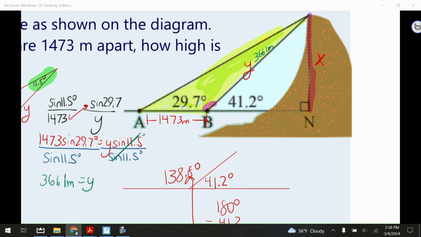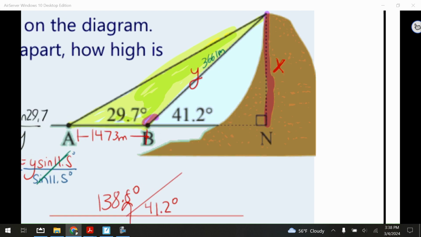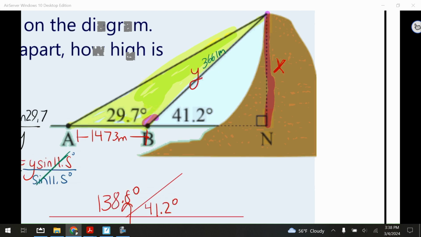Okay, so that's 3,661 meters. And now I'm going to color in this triangle, so we're now focused on that. With this blue triangle here, because it is a right triangle, I can use SOHCAHTOA on it. So when I look at that 41.2 degree angle, what I want is the x, and x is opposite.